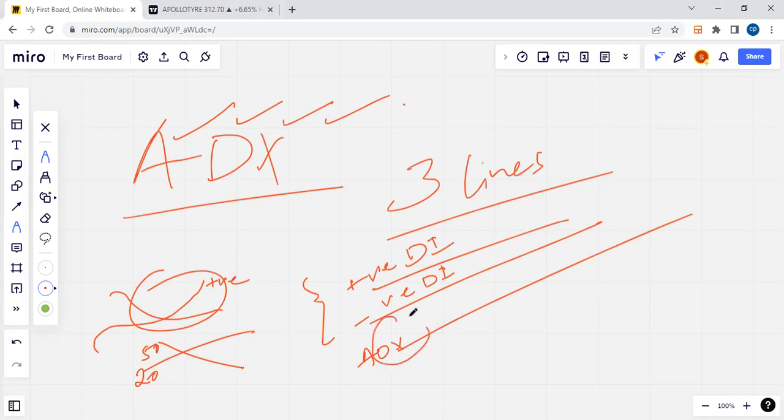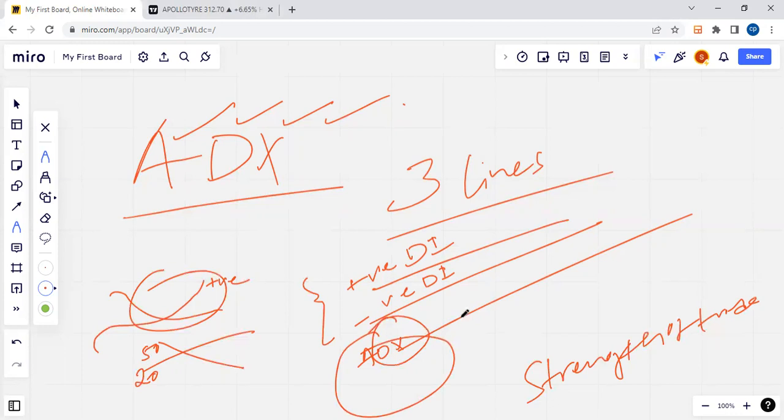Then what about this ADX? ADX indicates the strength of the trade. If the ADX value is greater than 20, then we will consider the strength is good. But in my case, I will show you some charts here.